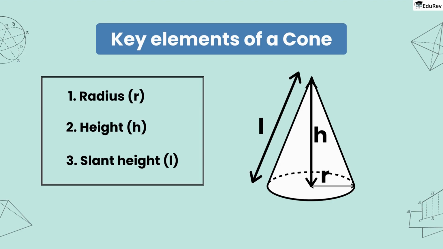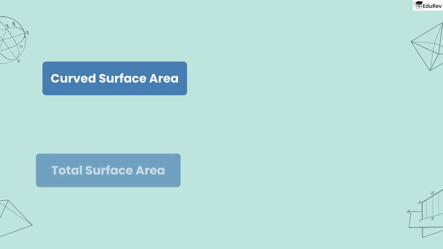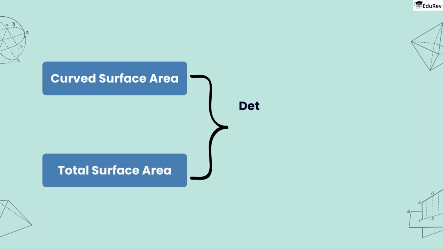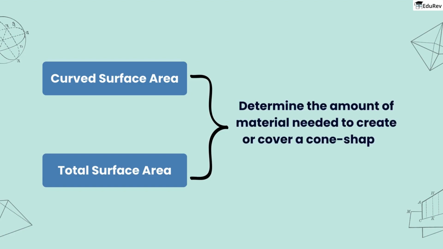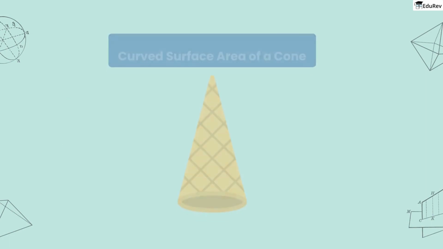Now, let's dive into the formulas. The curved surface area and total surface area of a cone are important measurements when trying to determine the amount of material needed to create or cover a cone-shaped object. Let's break down how these formulas were derived and what they mean in simpler terms. So, what is the curved surface area of a cone?